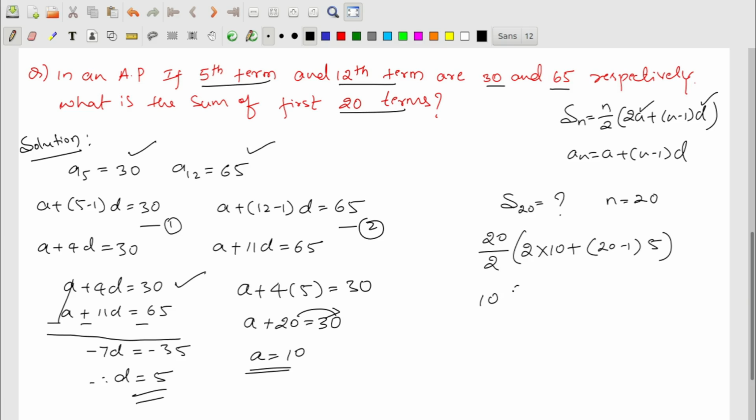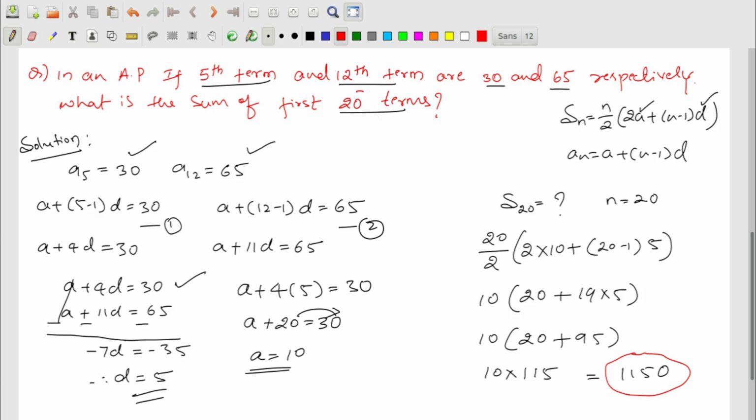So here you will get 10 into (20 plus 19 into 5), which is equal to 95, right? So then 110 into 115, which is equal to 1150, which is the required answer, right? So 1150 is the sum of first 20 terms of the AP, right? So again we used the AN and then SN formula. Using AN, get two equations and then D and A values and substitute it in the SN formula.